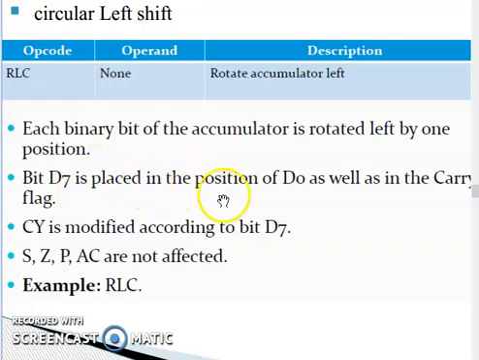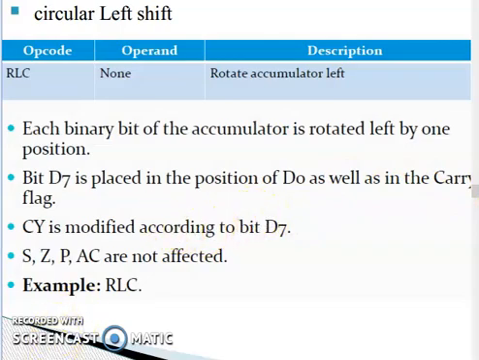That means the D7th bit is placed in the D0 as well as in the carry flag also. So that is the major difference between RAL and RLC. In case of RAL, D7th bit is copied to the carry, then the carry is copied to D0, whereas in RLC, D7th is placed into the D0 as well as in the carry flag also.